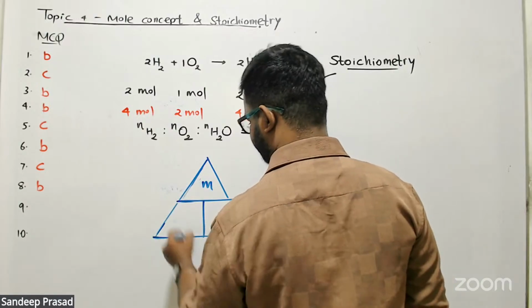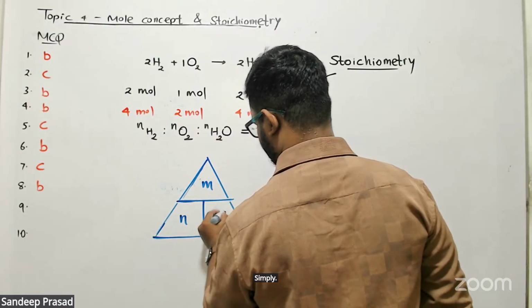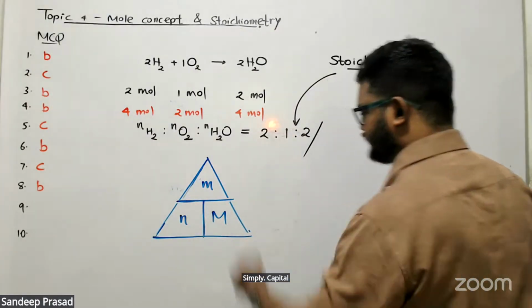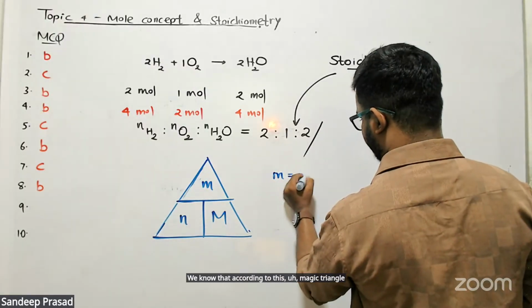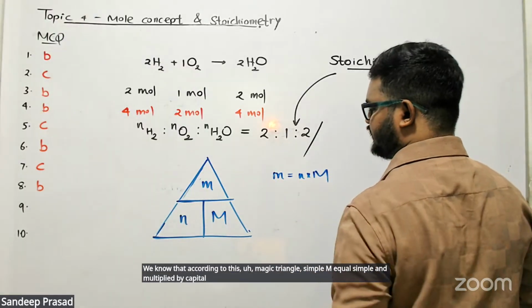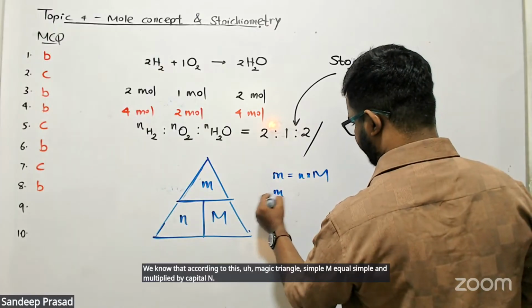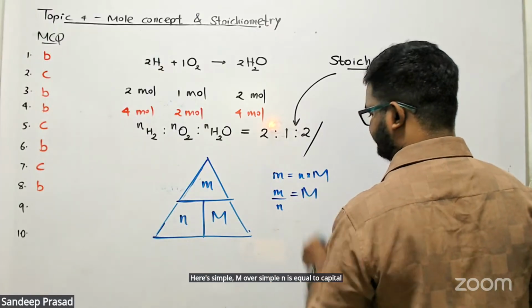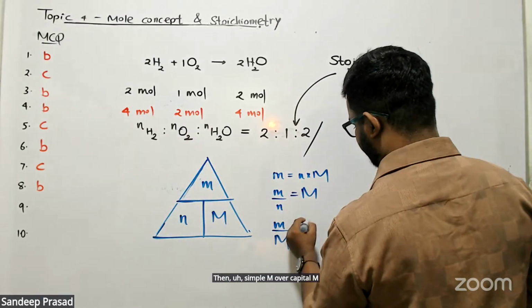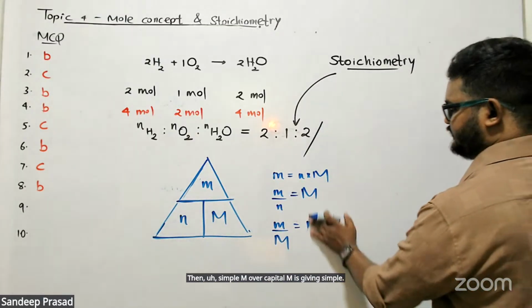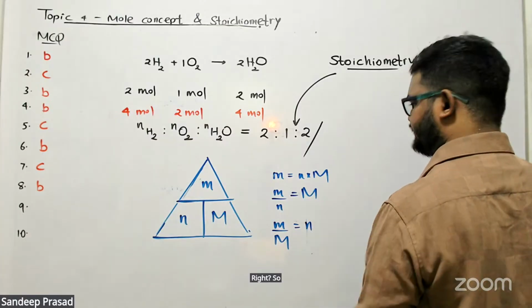Simple m, capital M. We know that according to this magic triangle, simple m equals simple n multiplied by capital M. Here, simple m over simple n is equal to capital M. Then simple m over capital M gives simple n, right? So this is the magic triangle.